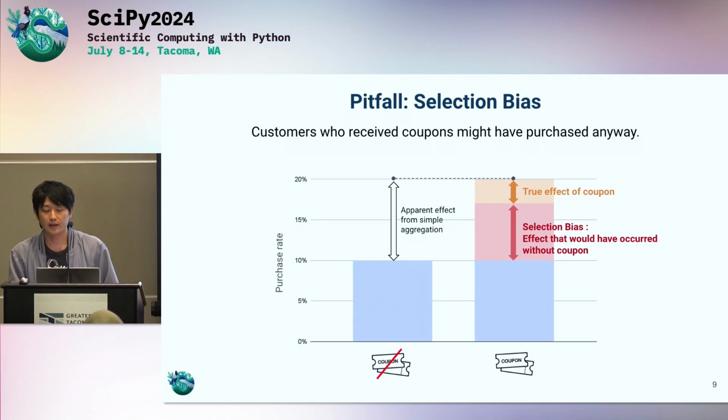What we want to understand here is the pure effect of the coupons. If we give coupons by some intentional rules, we can't compare the purchase rates apples to apples. This is because customers who received the coupons might have made purchases regardless of the coupons. For example, these customers might be more active and they might be influenced by other marketing factors such as social media or influencers or newsletters. The effect of other factors here is called selection bias.